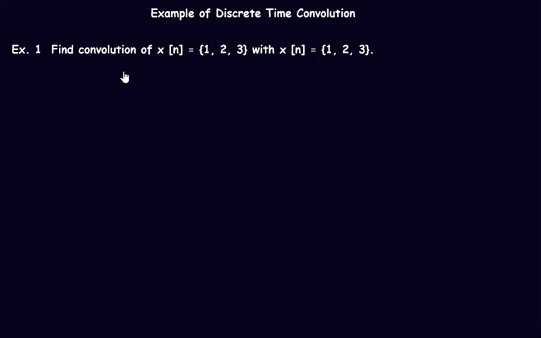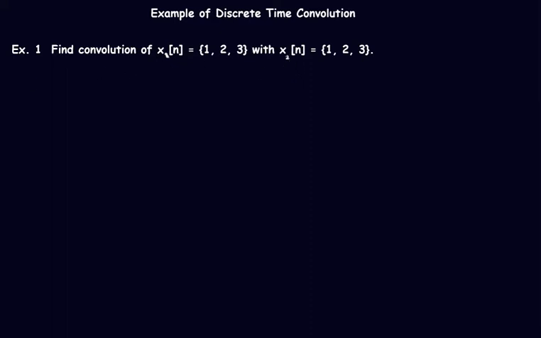In today's session, we will practice some examples on convolution by using four methods. Today we will discuss only the graphical method, and in the following lectures, we will discuss the other three methods on this same question. So the question is: find the convolution of x1 of n with x2 of n.